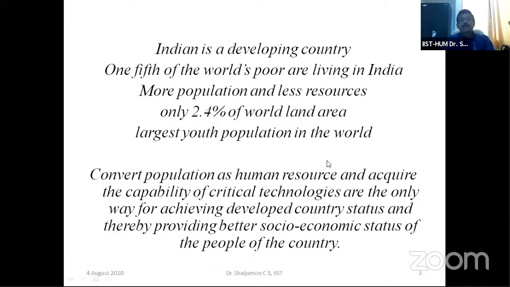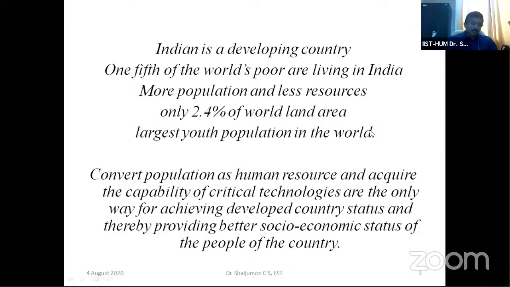India is a developing country, as everyone knows. One-fifth of the world's poor are living in India. More population and fewer resources. We have more population, but our resources are very limited. We have only 2.4% of the land area of the world. And then, as I said, the largest youth population is also there in India.